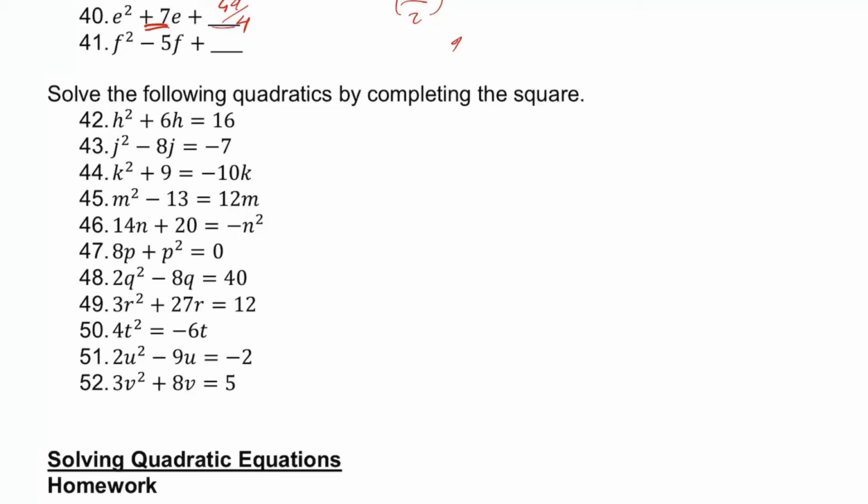Number 52 in your classroom for quadratic equations asks you to solve the quadratic by completing the square. So here, in order to complete the square, we need to first divide by 3 in order to get a constant of 1 in front of the v squared. So rewriting this, we have v squared plus 8/3 v equals 5/3.